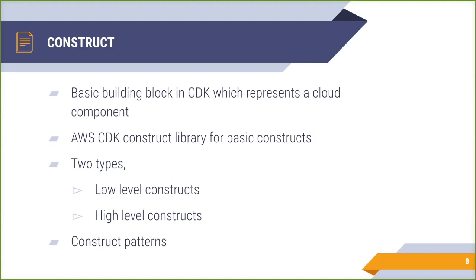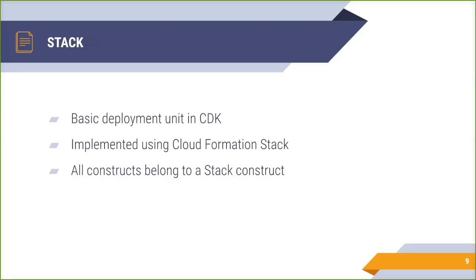So basically the concept here is we'll be building higher level constructs using lower level constructs, which at the end of the day leads to a tree-like structure, which we call a construct tree. And always the root of this construct tree would be an app. I also mentioned this thing called a stack. Basically, a stack is the basic deployment unit in CDK, and this is implemented using a CloudFormation stack. We all know that when we are deploying with CloudFormation, all the resources are in the scope of a stack. Therefore, all the constructs belong to a stack when we are implementing in CDK. You can see this clearly in the demo as well.